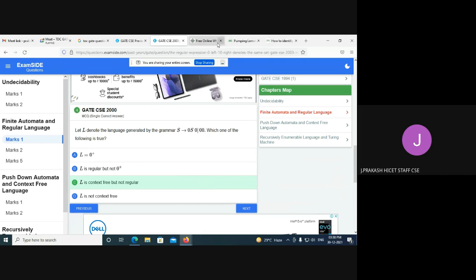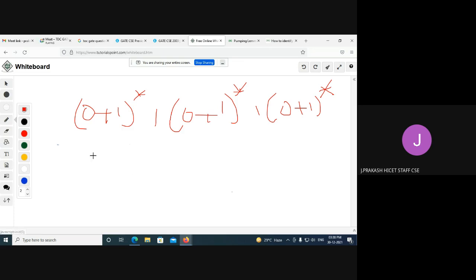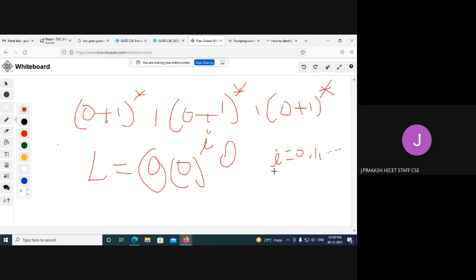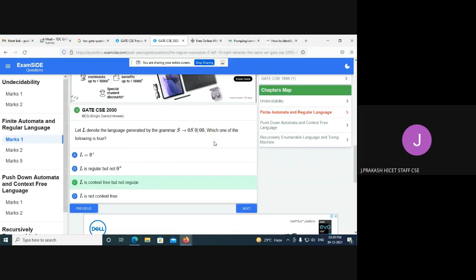L equal to 0 power i, i equal to 0 to infinity. So you already know that if more than one character arrives, definitely it is not regular, but it is a context-free grammar. How? S implies variable, terminal, production, start symbol, everything is present. So L is context-free but not regular. Is it clear? Can I move on to the next one?